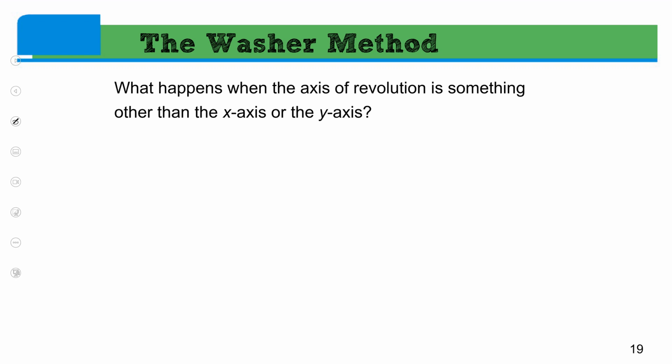So now let's make things more interesting. What if you're not spinning around the x-axis or the y-axis, which we'll come back to in a little while? What if you're revolving something around the line, I don't know, y equals 2? By the way, y equals 2, horizontal or vertical? Horizontal, correct. X equals is vertical, y equals is horizontal.